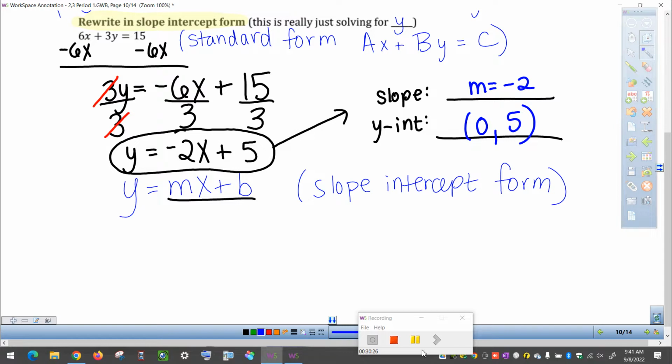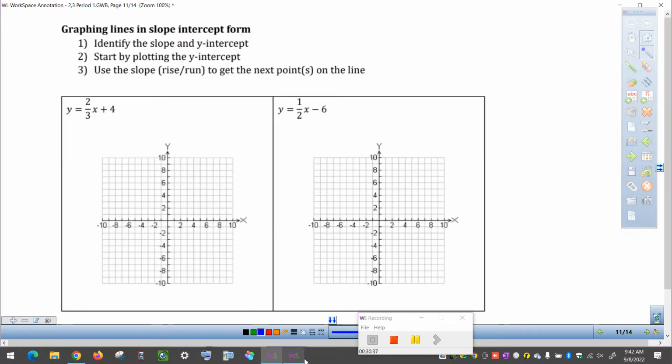All right, so we have now made it to the final piece of our lesson today. This is where everything is now going to come together to ultimately allow us to graph lines that are in the slope-intercept form. So there's really 3 steps here that we're going to do. Step 1, we already know. We're going to identify the slope and the y-intercept. We've had a lot of practice with that now.